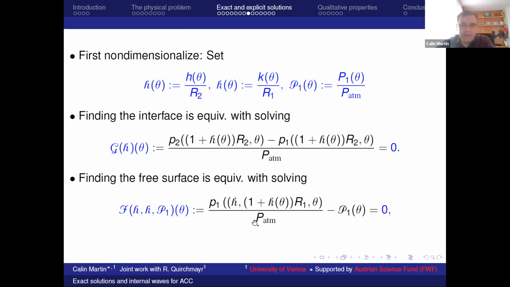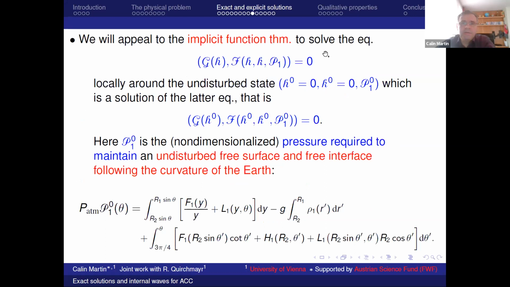And then this determines another operator that depends now on the surface and on the interface. So this operatorial equation is this one written here. It consists of the pairing between calligraphic G and calligraphic F in this respective value equal to 0. And so we will appeal to the implicit function theorem, which says that once we have a solution, then under certain circumstances, we can find other solutions that are close, localized to this one.